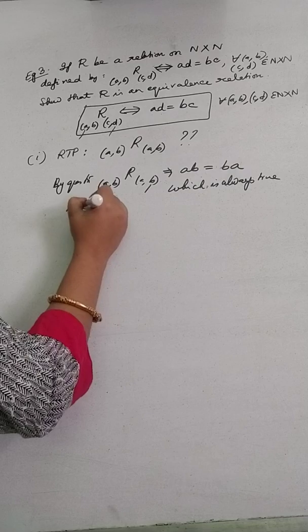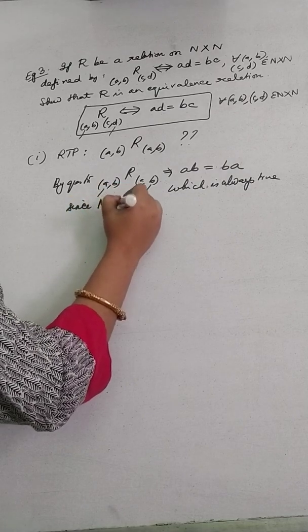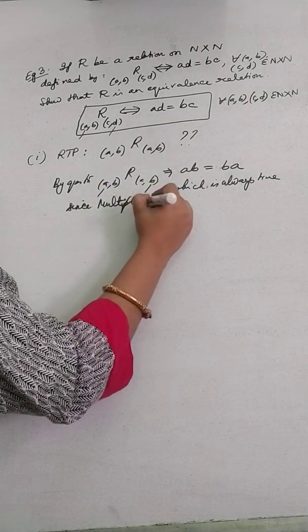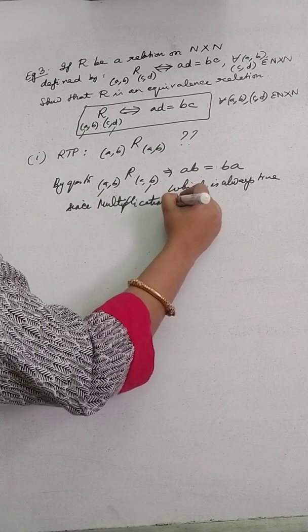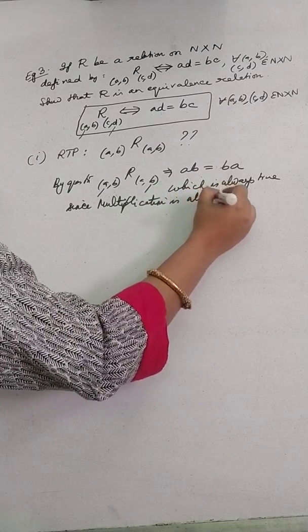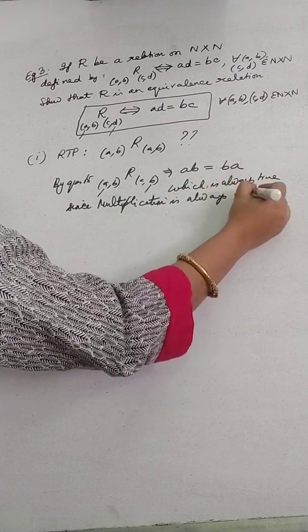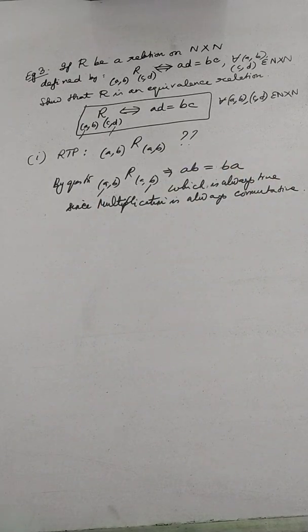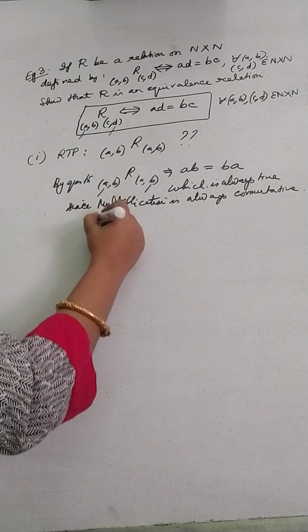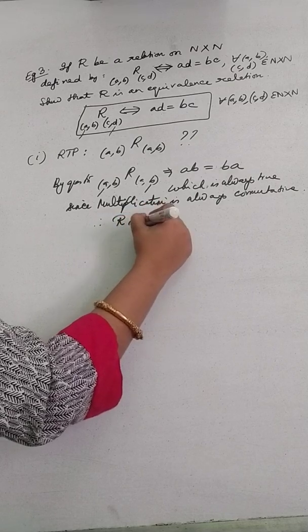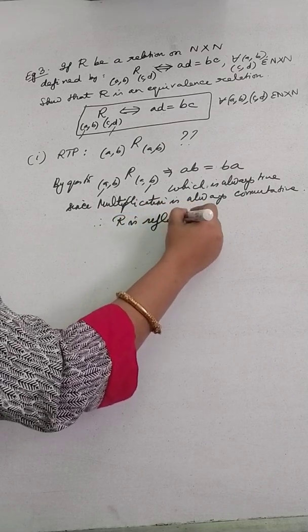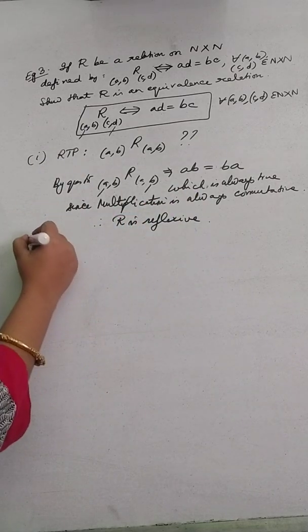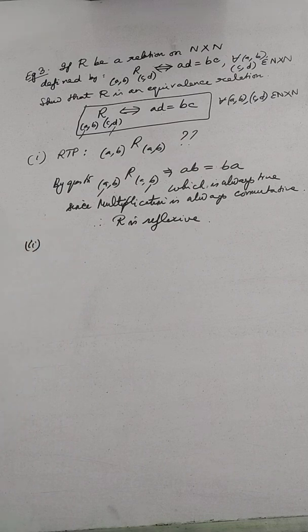since multiplication is always commutative. Which is always true since multiplication is always commutative. So what will be your conclusion? Therefore, R is reflexive. Done. Next, we will show whether it is symmetric or not.